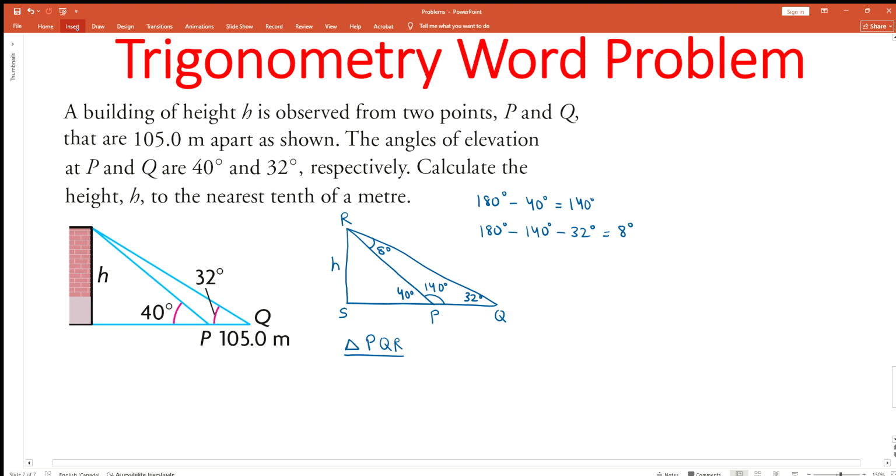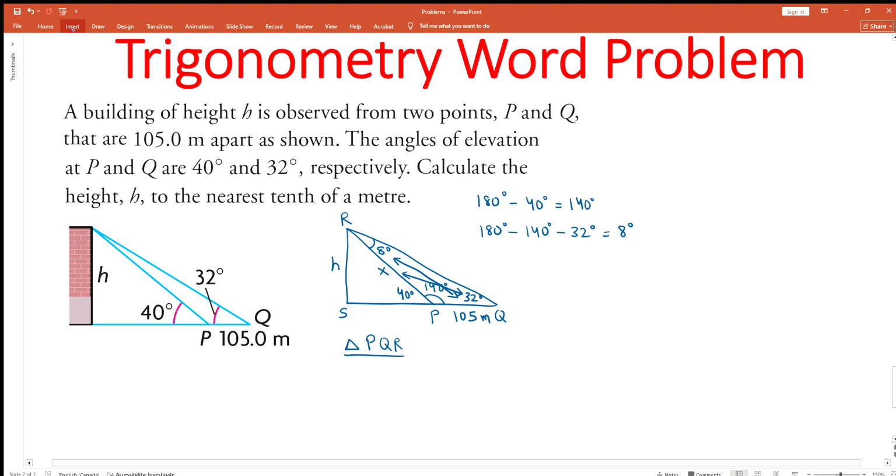Now we can use the sine law equation to find the length of side RP in triangle PQR. Let's assume the length of side RP is x. We can write the sine law equation with the side length in the numerator. We are given that the distance between points P and Q is 105 meters. So in this triangle, we know the measure of angle R and we know the length of side PQ, which is opposite to angle R. We have to find the length of side RP, and this side is opposite to the 32 degree angle.